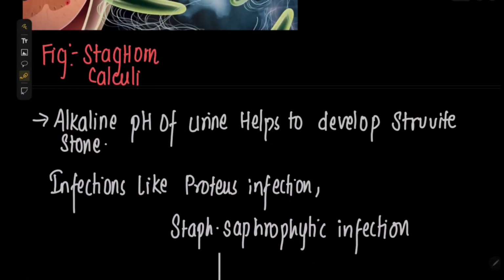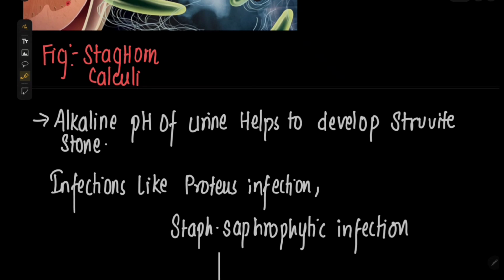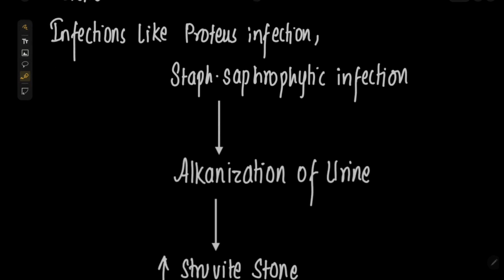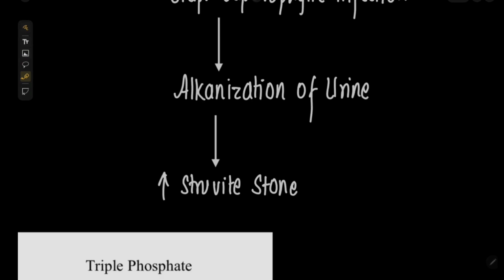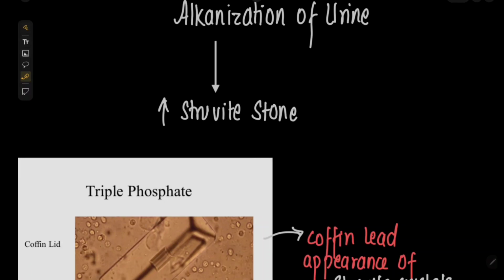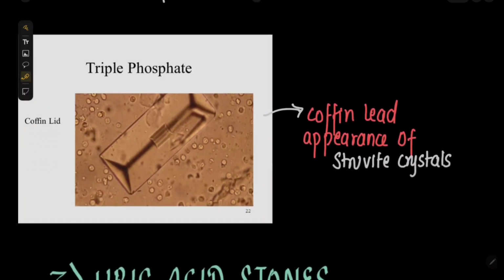The most important thing about the struvite stone is that alkaline pH of the urine helps to develop the struvite stone. If your patient had a prior Proteus infection or Staphylococcus saprophyticus infection, that helps in the alkalization of the urine, hence the patient is more prone to the development of the struvite stone. The shape of the struvite stone is coffin lid shape.